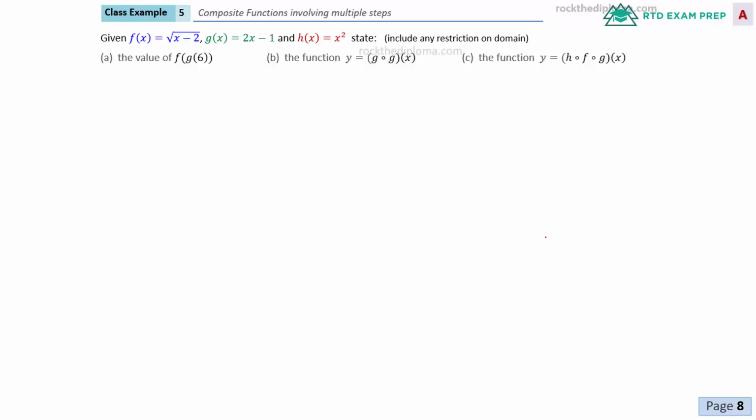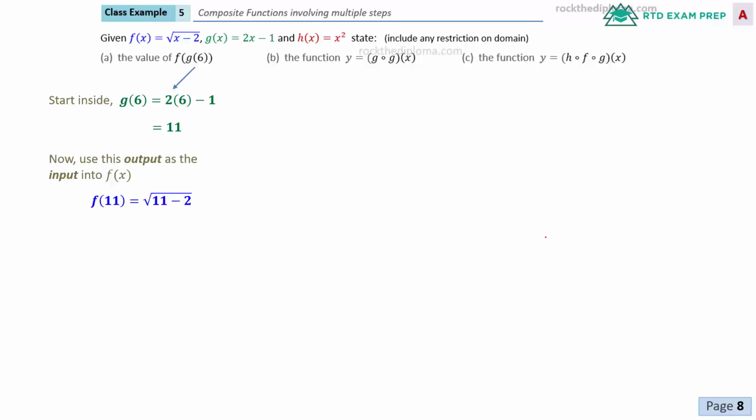So in part A, f of g of 6. Well, g of 6 means 2 times 6 minus 1. This is 11. So f of 11 now, because again, we're taking g of 6's output as our input, would be root of 11 minus 2. That's the square root of 9, which is 3.